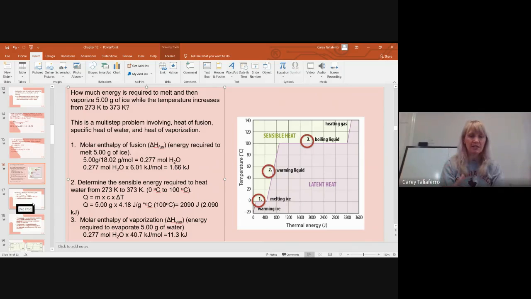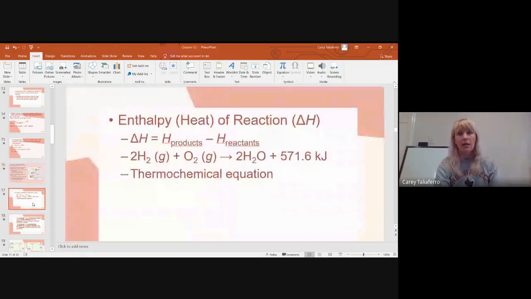Now let's talk about a different kind of enthalpy. We're going to talk about the enthalpy, or the heat, of a reaction. Now, this is an entire chemical reaction we're talking about. Up there, in that last example, we were only talking about phase changes. We started with water, we ended with water. Now, let's take it to where we're actually doing a chemical reaction, and we're going to make water.